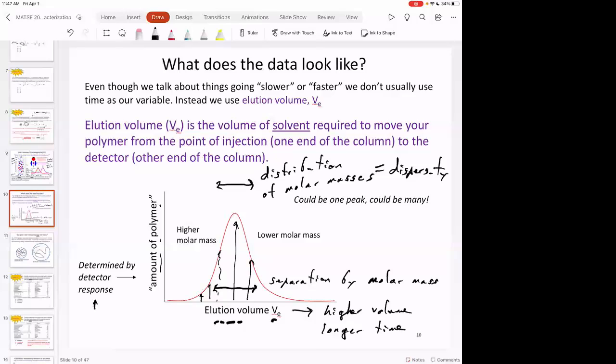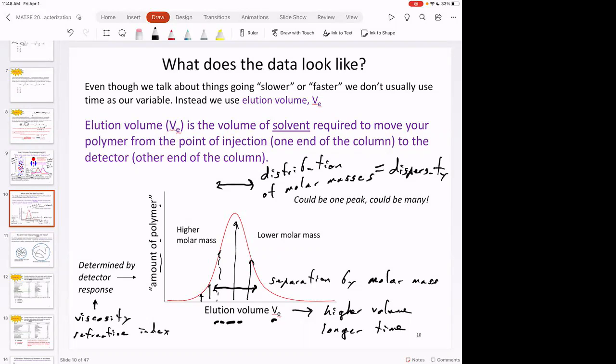Now the detector response is viscosity. Turns out there are viscosity detectors. So when the solvent gets a little bit more viscous, you know there's polymer in there. There's also refractive index. When you have pure solvent versus when you have a little bit of polymer in that solvent, the refractive index is different. So you can detect the presence of polymer that way. And there are some other types of detectors, but viscosity and refractive index are the two ways that you figure out how much polymer is in a given elution volume.